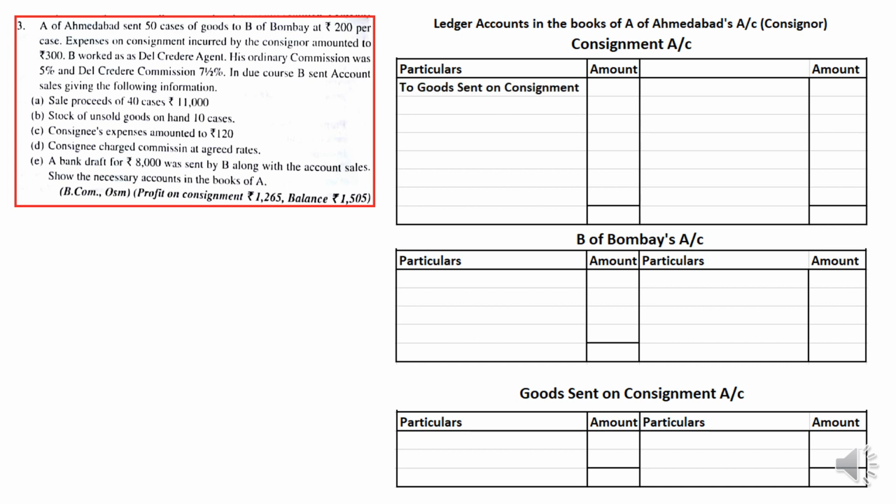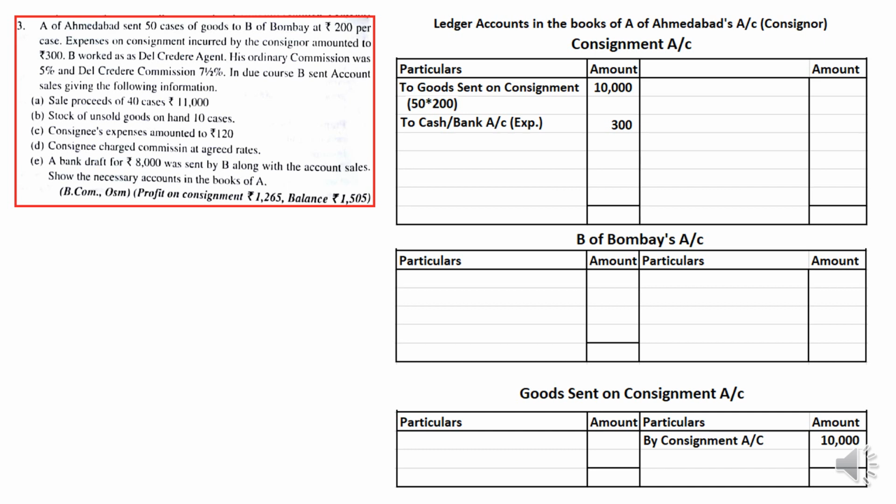So in the consignment account what do we write? To goods sent on consignment, 50 into 200 comes to 10,000 rupees. Then the same 10,000 rupees we will write in the goods sent on consignment account, credit side. That is, by consignment account 10,000. Then next, after sending the material, the consignor incurred expenditure of rupees 300. So in the consignment account we write to cash or bank, expenses of the consignor amounted to rupees 300.